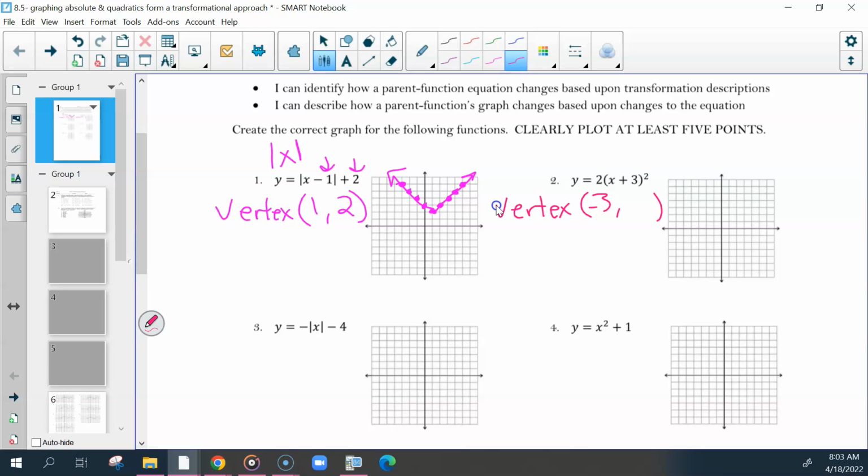So for this one, we're looking for the number at the end. Is there a number at the end? What? So 0. So we start there at -3, 0. Now, this one has that 2 in front. And you remember what that 2 does?